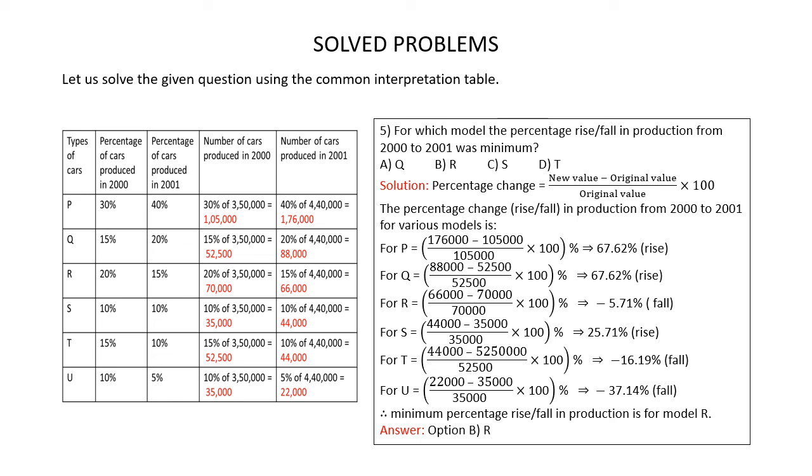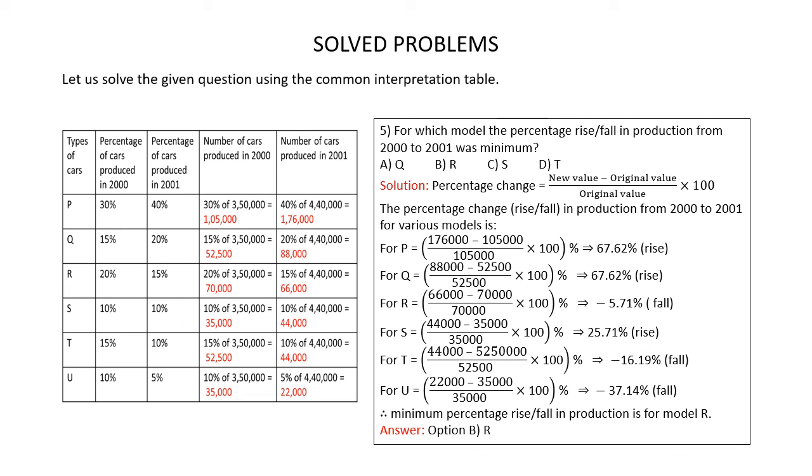From this table, you can see that the number of S-type cars produced in 2001 is 44,000 and the number of S-type cars produced in 2000 is 35,000. So the percentage change for S-type cars is 44,000 minus 35,000 divided by 35,000 multiplied by 100. On solving this, we get 25.71%. The positive value indicates percentage rise.